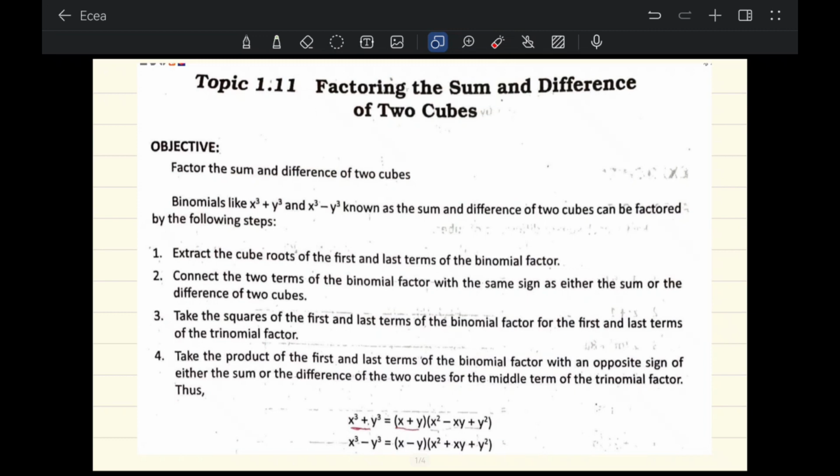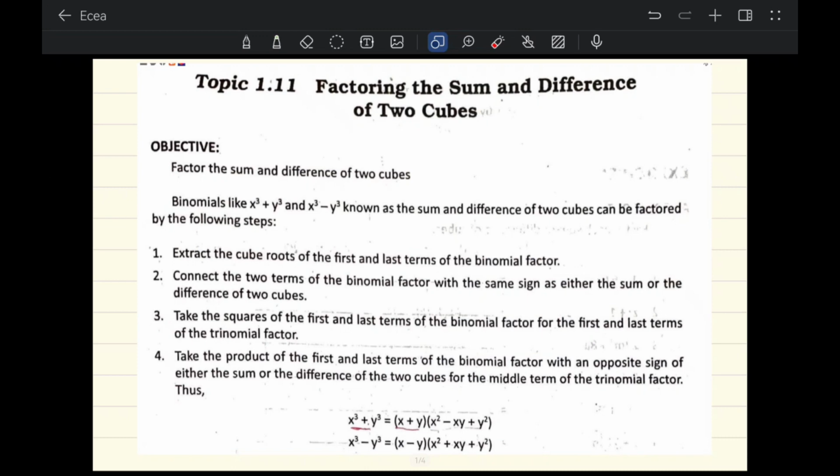Today we are going to discuss factoring the sum and difference of two cubes. Now, the objective of this lesson is to factor the sum and difference of two cubes. Binomials like x cubed plus y cubed and x cubed minus y cubed, known as the sum and difference of two cubes, can be factored by the following steps.